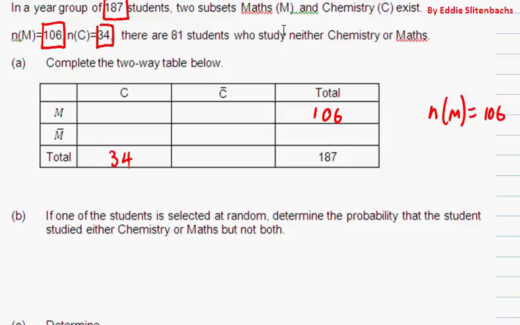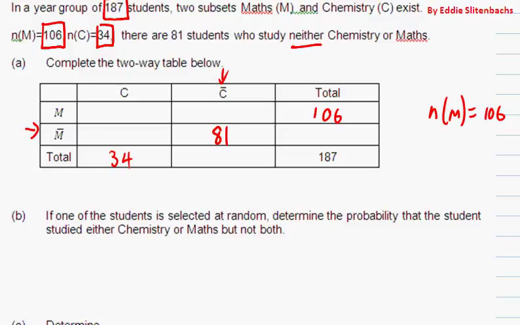And there are 81 students who do neither. Now this is not chemistry, this is not maths, so who's neither chemistry or maths means both of them, so there and across that way is into there. So that's going to be 81 in there.